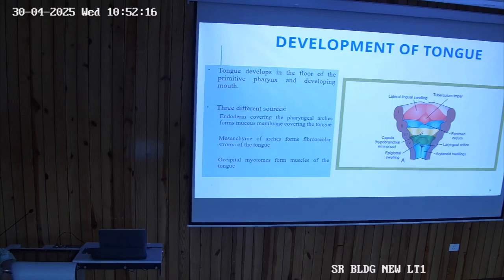So palatoglossus is derived from the 4th pharyngeal arch, and all the muscles are derived from the occipital myotome. So the nerve supply of palatoglossus will be different as compared to these muscles. Palatoglossus is supplied by again vagus or the pharyngeal plexus.